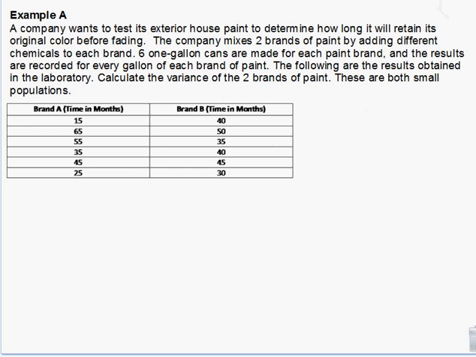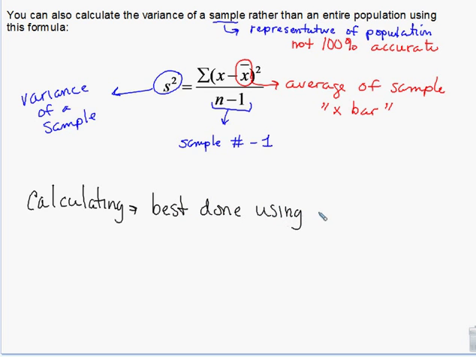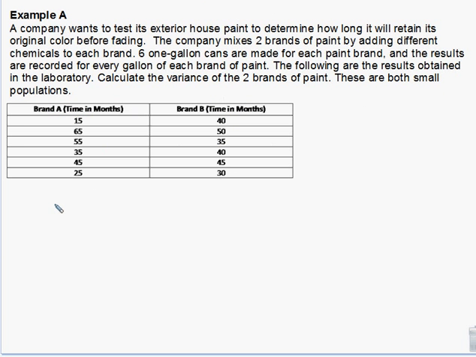Okay. Calculating the variance. Let me go back a little bit. If you use a table, it makes everything a million times easier than if you try to do it the long way. So we're going to do a table. Now what we're going to do is test exterior house paint to determine how long it retains its color.